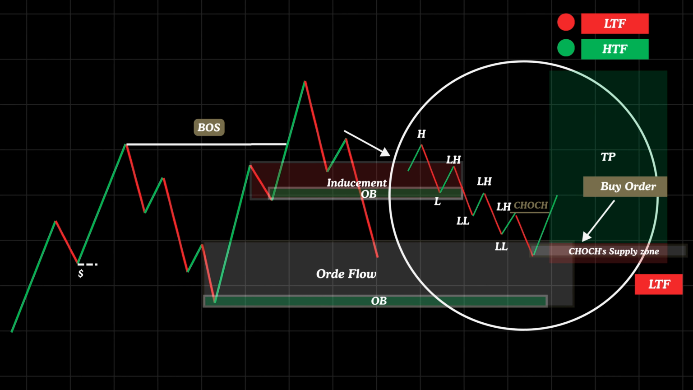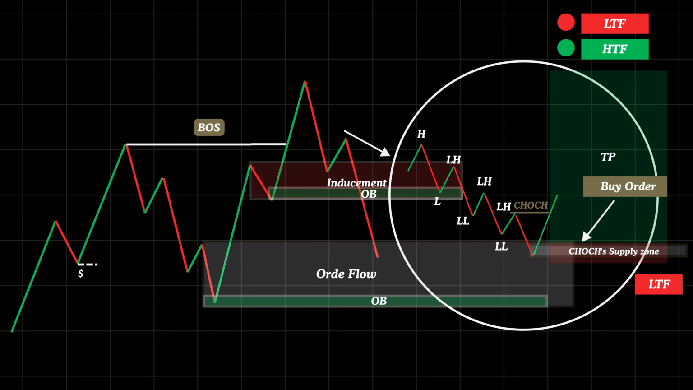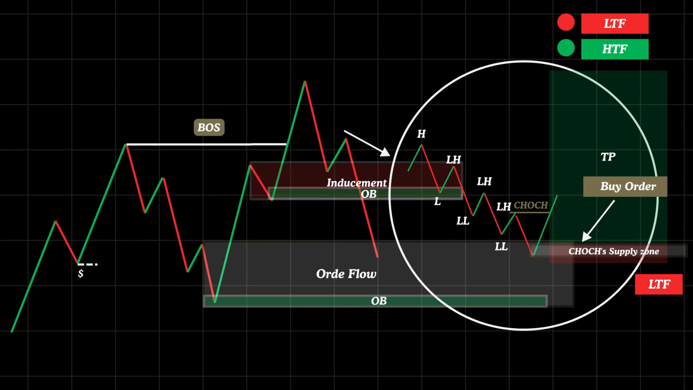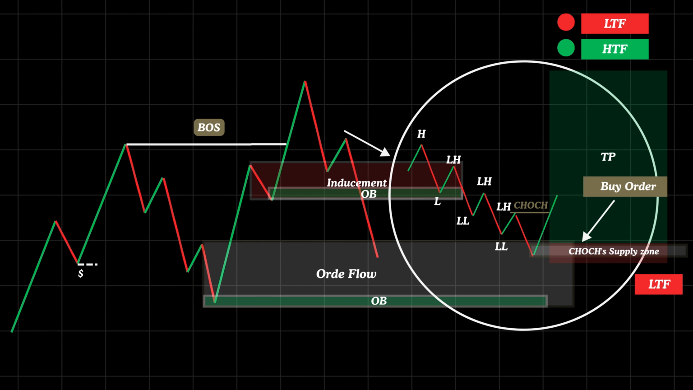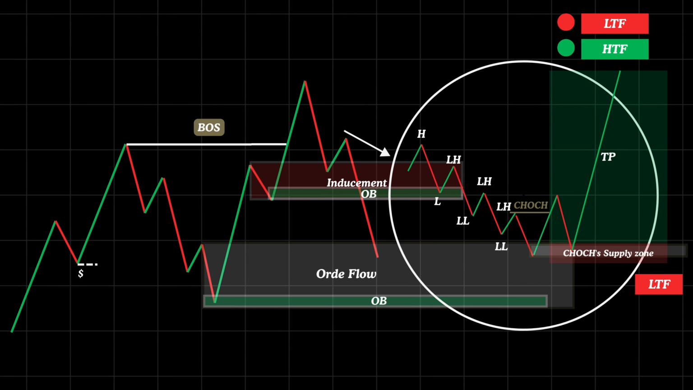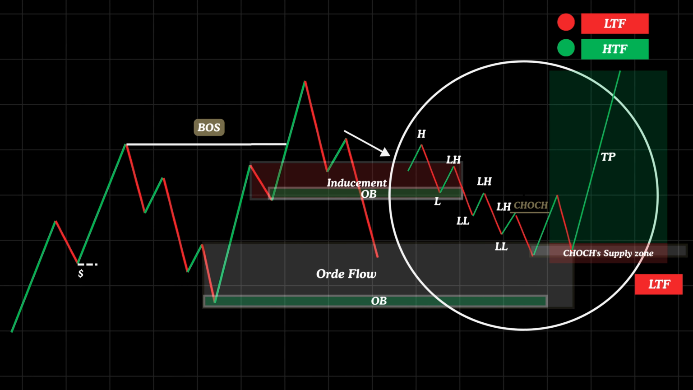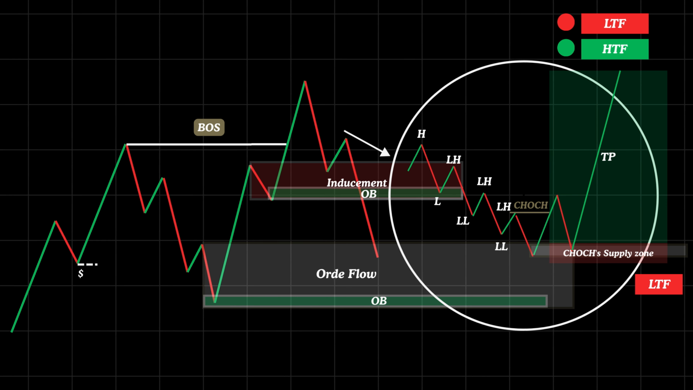To manage risk properly, our stop loss should be placed a few pips beneath the lowest point of the same zone. As for the take profit target, we can aim for either the nearest unmitigated supply zone or simply the most recent swing high. By using this approach, we aim to ride the bullish order flow while optimizing returns and keeping our risk exposure controlled.